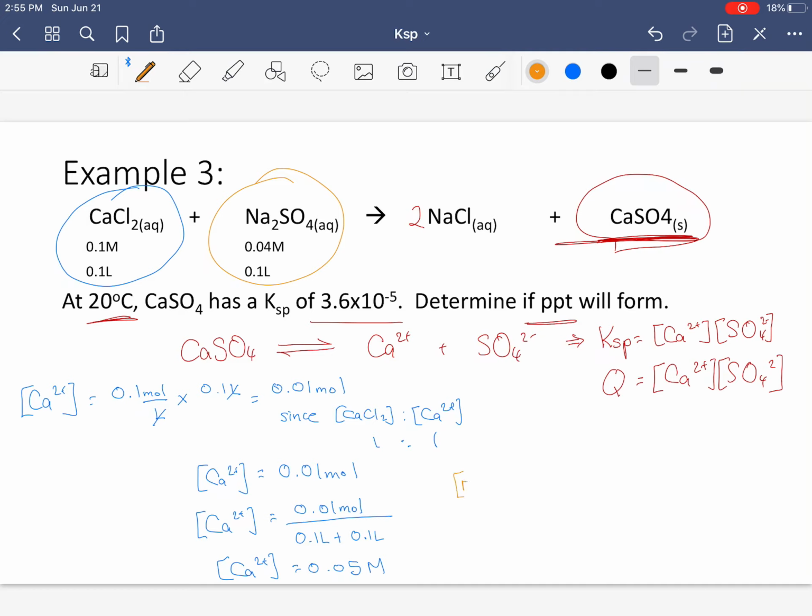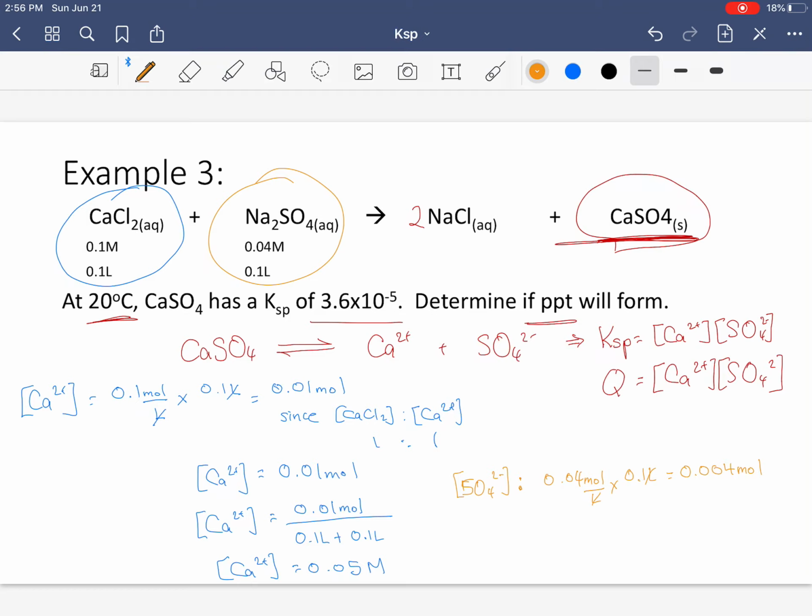So let's do SO4. Okay, so we have 0.04 moles per liter. How many moles is that? Well, that's 0.1 liter, so therefore the amount of moles is 0.04 times 0.1. I don't know why I need my calculator for this, but that will be 0.004 moles.